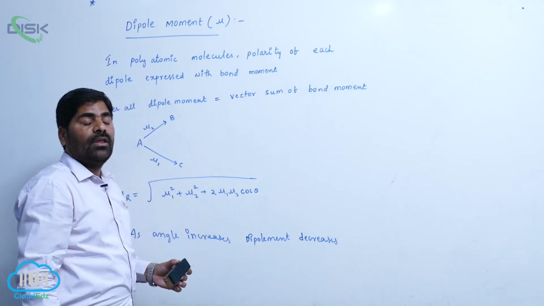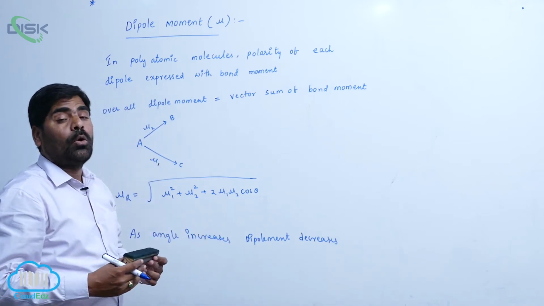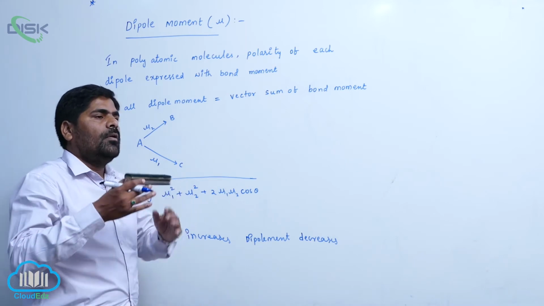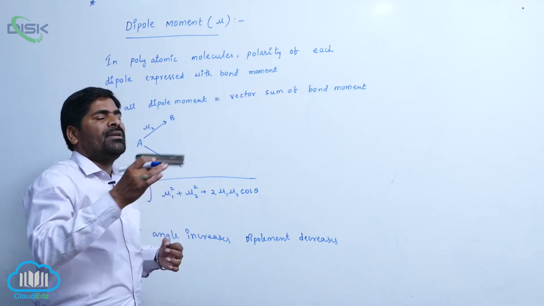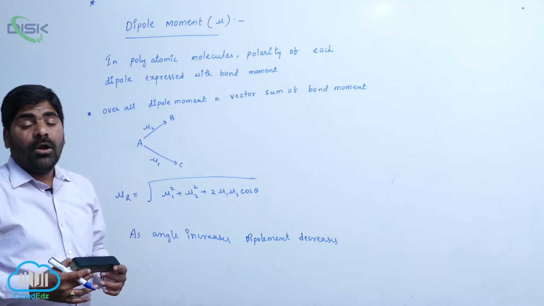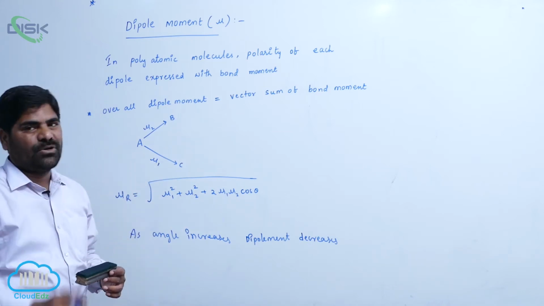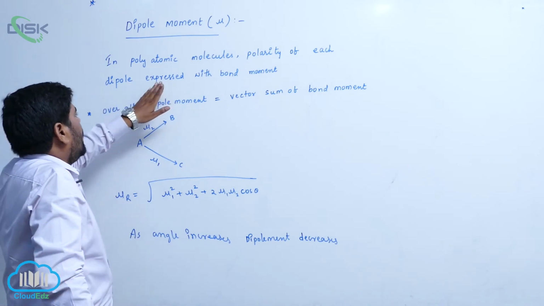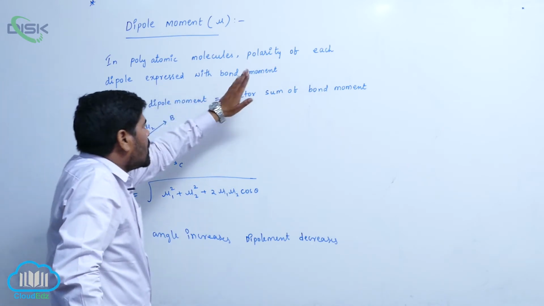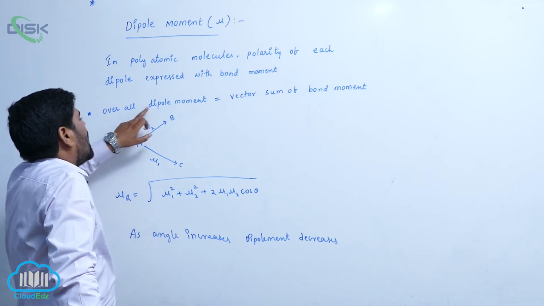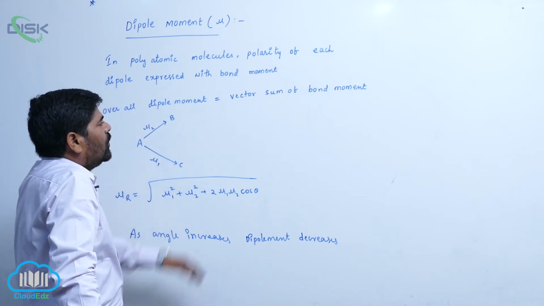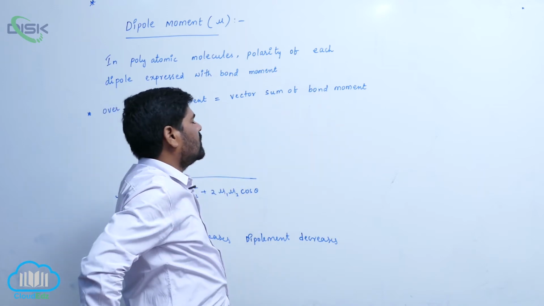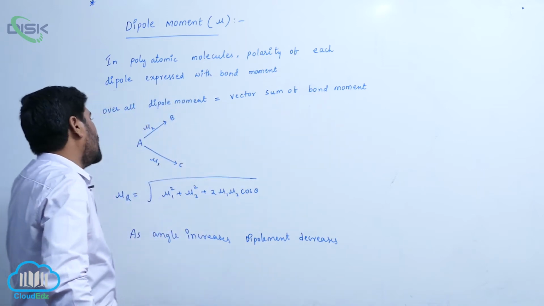PCl5, around phosphorus how many chlorine atoms? 5 chlorine atoms. So therefore 5 different bond moments are generally observed. That is the reason why dipole is expressed with bond moment. So the overall dipole moment equals the vector sum of bond moments. What is that? Vector sum of bond moments.